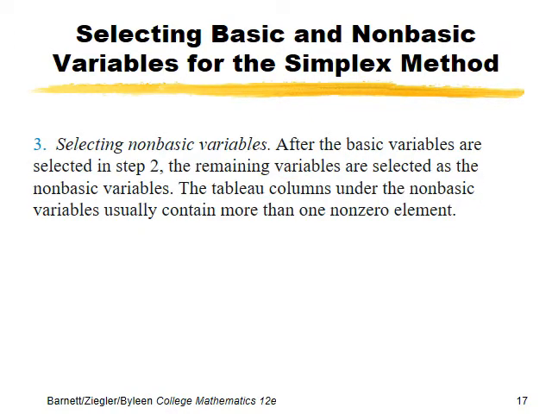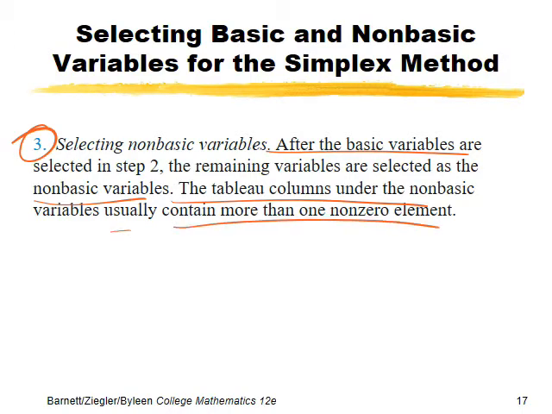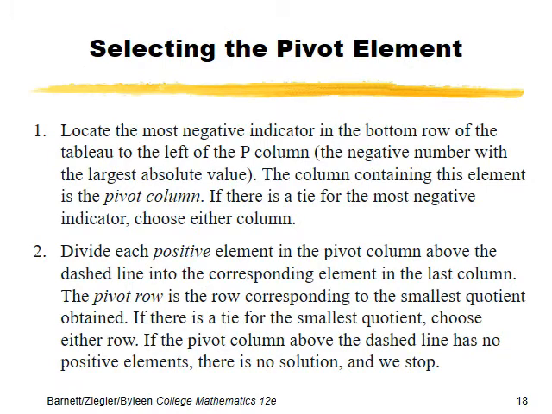This is a very important explanation. Try to read these 3 steps again and again, and if you have any questions, you can consult with me. After selecting basic variables in step 2, the remaining variables are selected as non-basic variables, and non-basic variables are always assigned value 0. Don't forget it. The tableau columns under the non-basic variables usually contain more than one non-zero element.